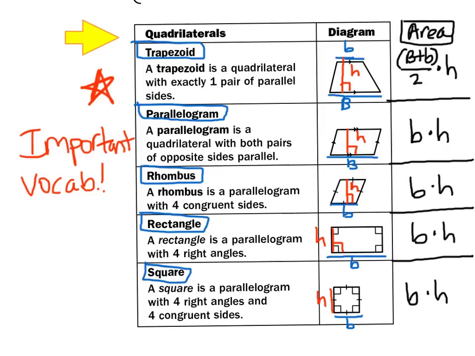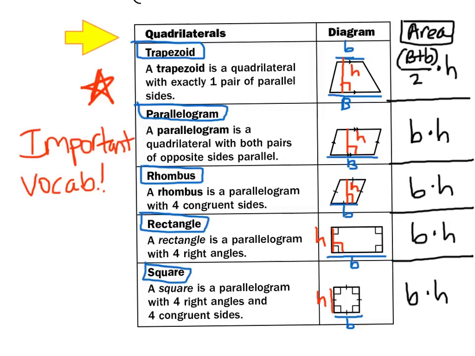So a trapezoid is a quadrilateral with exactly one pair of parallel sides. And I made the parallel sides blue because these are called the bases of a trapezoid. And a trapezoid has a large base and a smaller base. So when we do the area of a trapezoid, it's the average of the bases. So add big base plus little base, divided by 2, times the height.